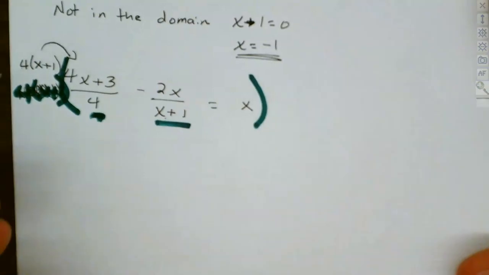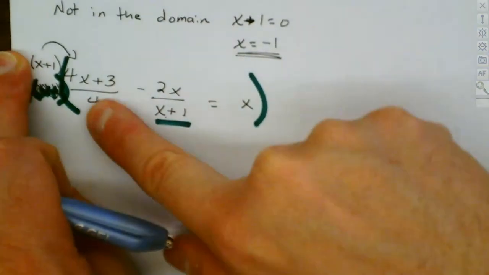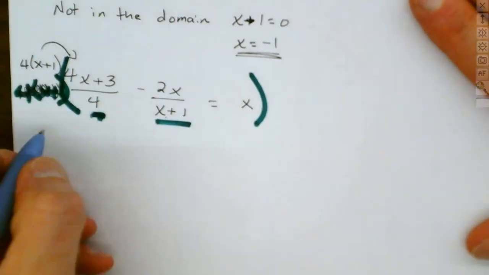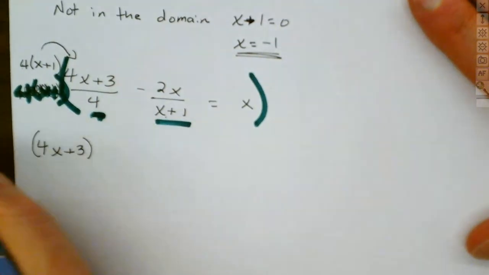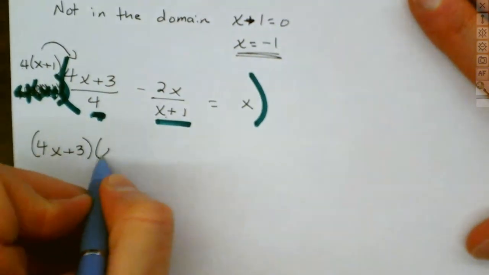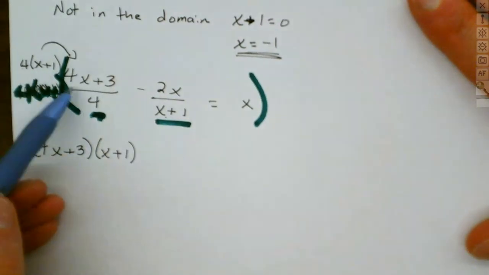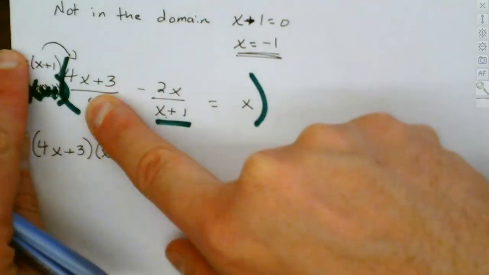So on my first one, what's going to happen here? The 4 and the 4, they do what? Cancel out. What am I left with? I am left with 4x plus 3. And what is it going to get multiplied by? X plus 1, right? Because that canceled, but nothing canceled with the x plus 1.